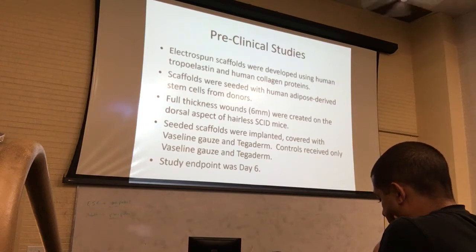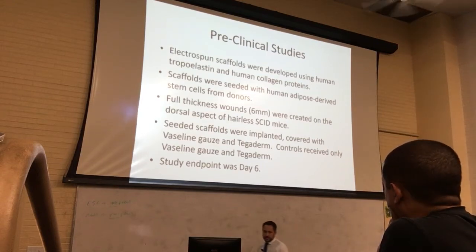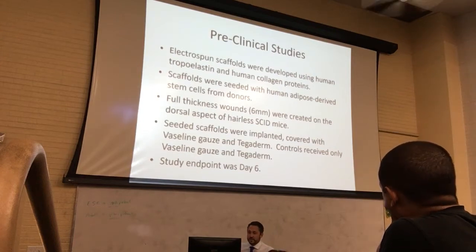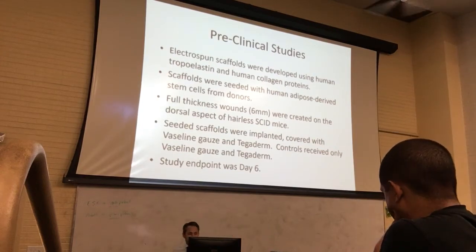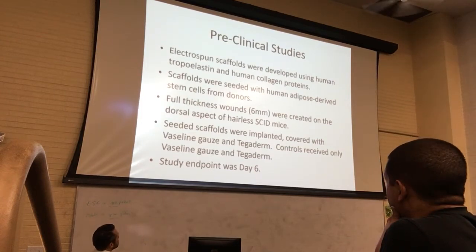We used human adipose derived stem cells from donors. We got fat, essentially. Nobody said no. It was like, hey, we want your fat. They said, sure, take as much as you want. And then the scaffolds were implanted into a severe combined immunodeficient mouse.